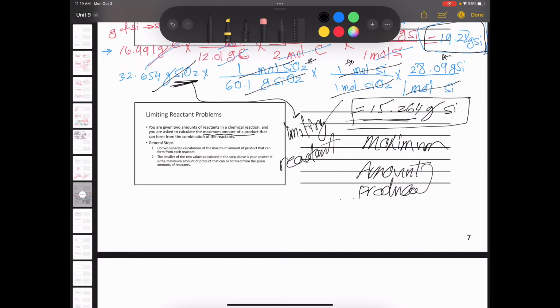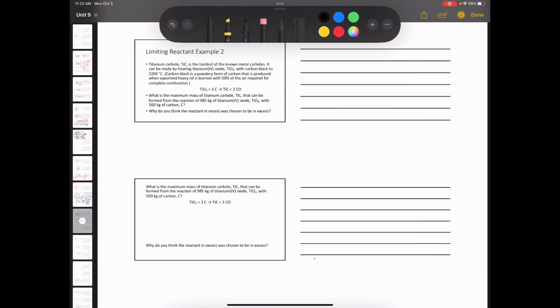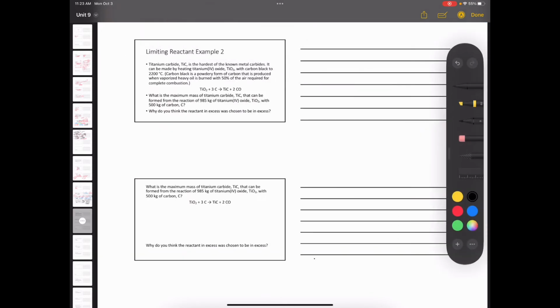Okay? First, you have to do two separate calculations for the maximum amount for both reactants, just like with the carbon and the silicon oxide. The smaller amount would be the maximum amount of the product that can be formed from that given amount of the reactant. And that would also be considering that this will also be considered as a limiting reactant. All right, let's do another example for the limiting reactants.